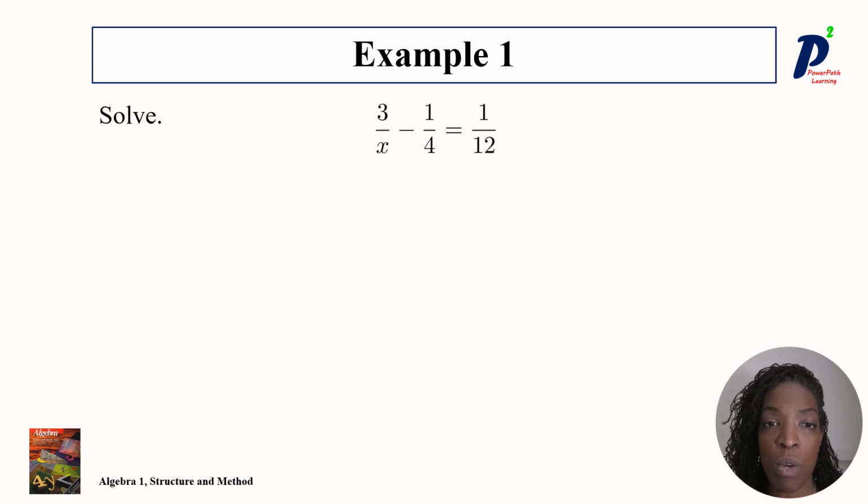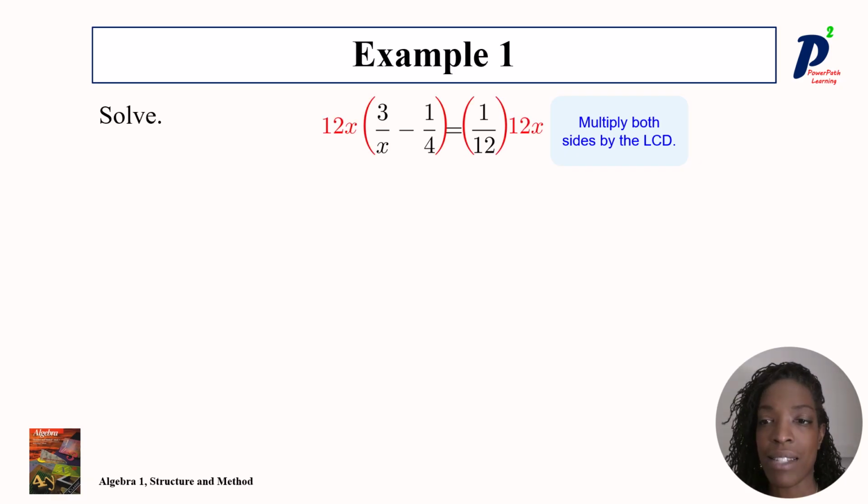Solve 3 over x minus 1/4 equals 1/12. So we need to multiply both sides by our LCD, which in this case is 12x. Now I'm going to expand a bit so you can see the math a little bit better in this one, and then in future examples I probably won't do that so much.